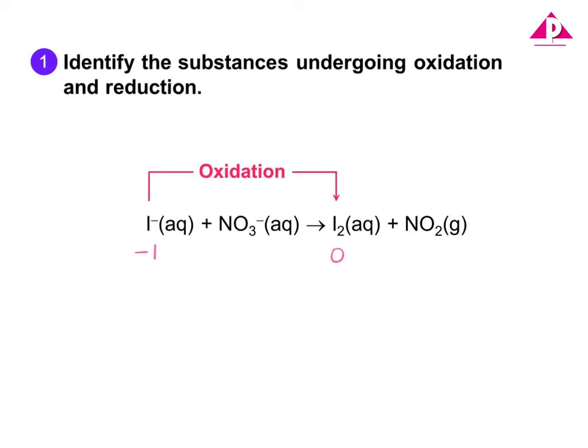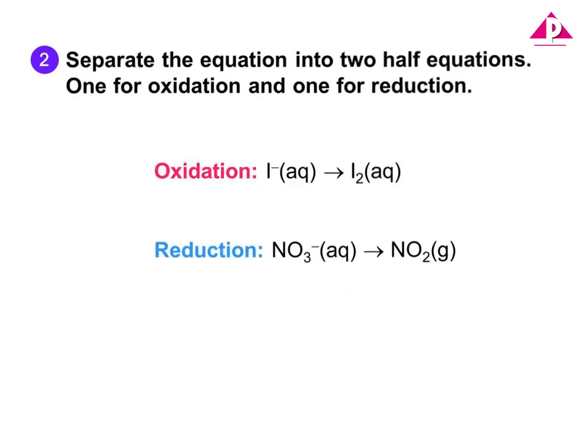The oxidation number of nitrogen in a nitrate ion is +5, and that in nitrogen dioxide is +4. As the oxidation number of nitrogen decreases from +5 to +4, the nitrate ion undergoes reduction. Then separate the equation into two half equations, one for oxidation and one for reduction.